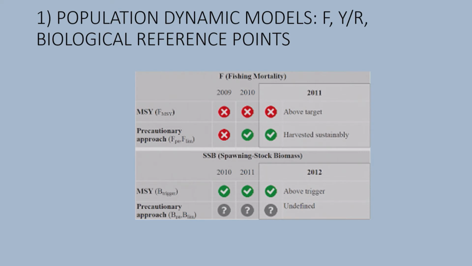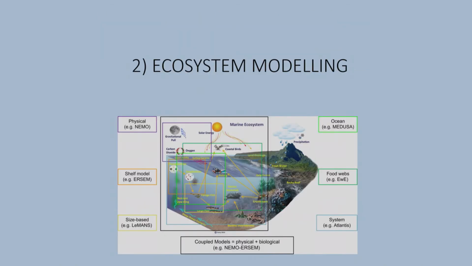So I just show you here an example of what is done in Europe, where we are establishing biological reference points for different species, different stocks, and the idea is that when you have the fisheries, you don't go beyond these biological reference points. If you go beyond these biological reference points, then you have trouble. Then the stocks become overexploited.